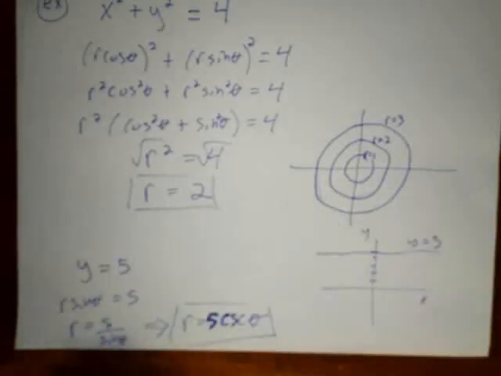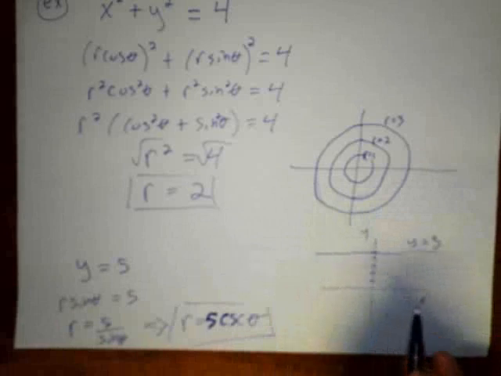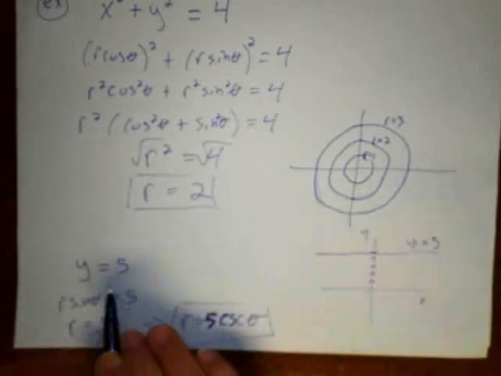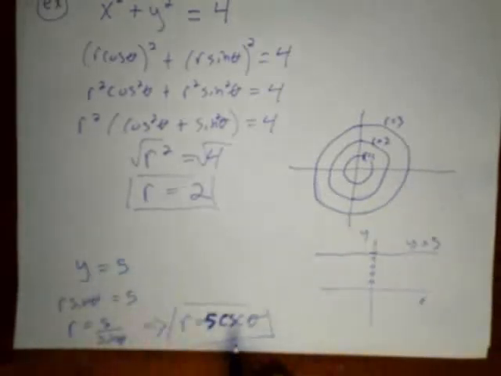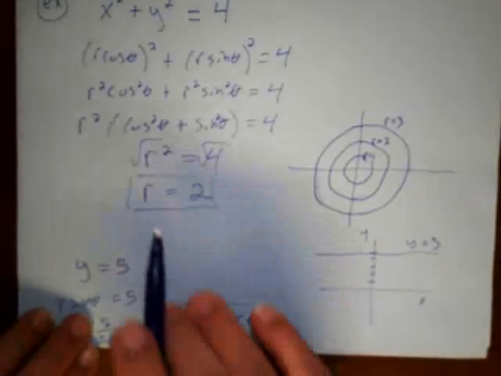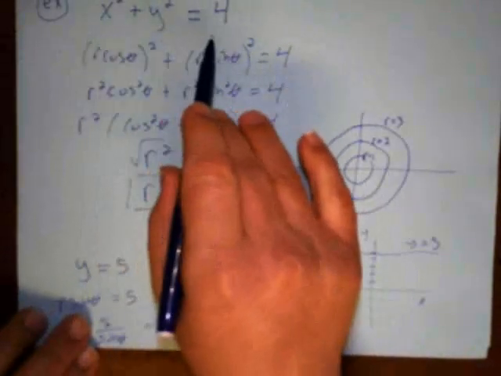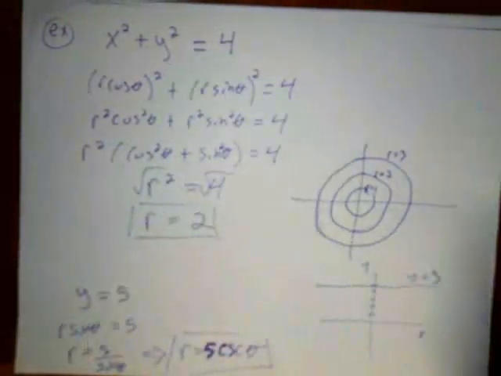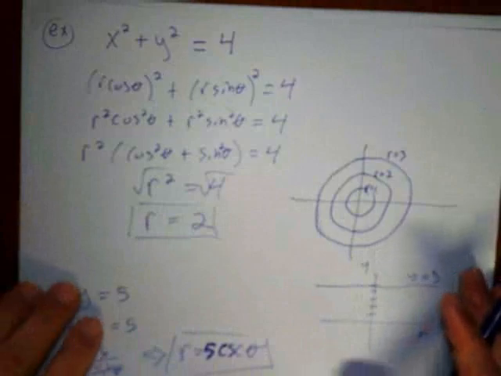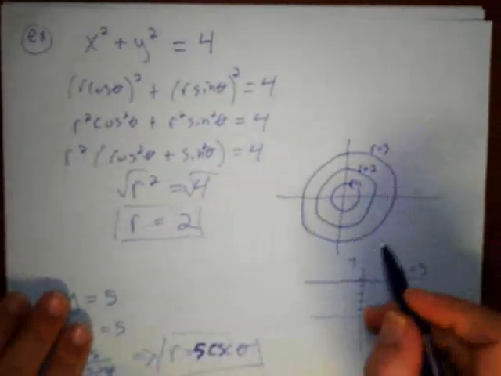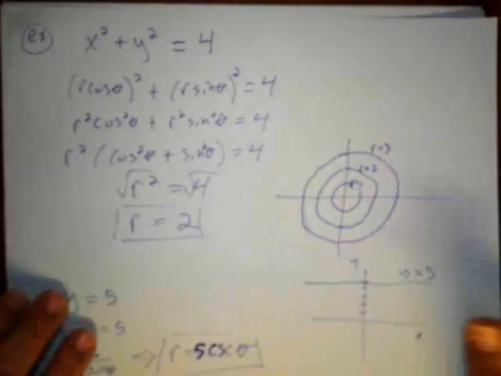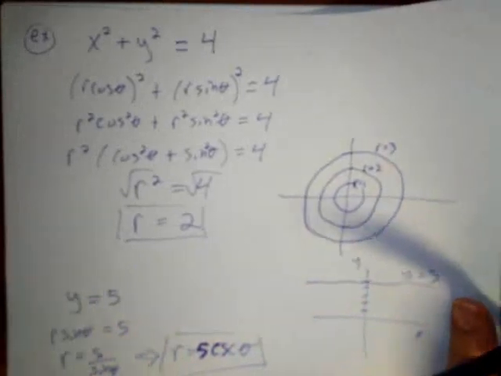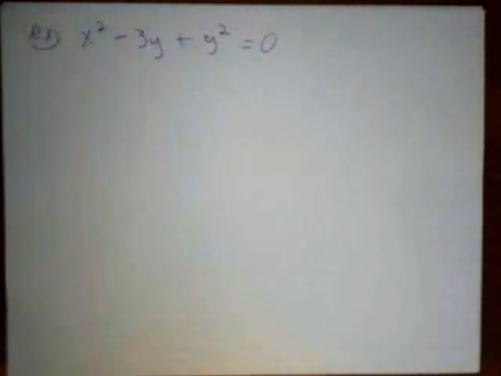Okay, so these lines that are very simple for rectangular coordinates are complicated for polar coordinates, and then these circles that are pretty complicated for rectangular coordinates are very simple for polar coordinates. That's one of the things you learn. So certain types of graphs are better modeled using a certain type of coordinate.